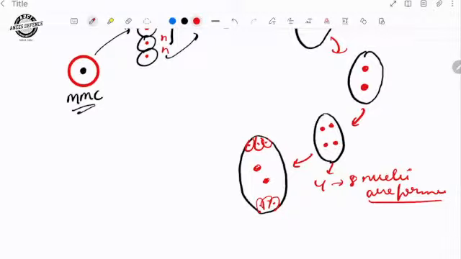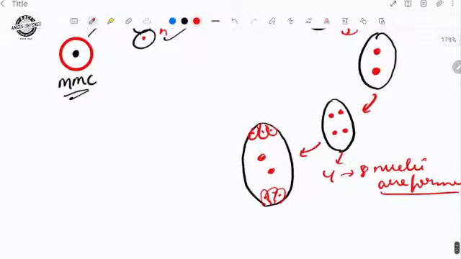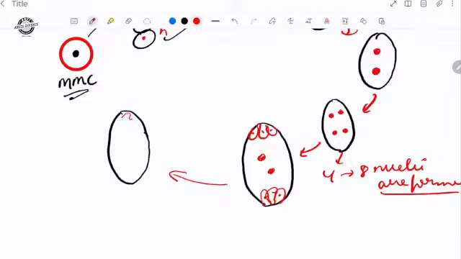The upper one is the antipodal cells, and the side ones are 2 synergids and 1 egg cell. The lateral ones are synergids, and inside, in between them, is the egg cell. Understood? This type of structure you are going to form after the process. After this, complete formation of the embryo sac: 7 cells and 8 nuclei.